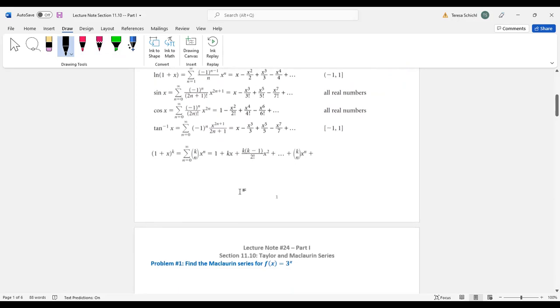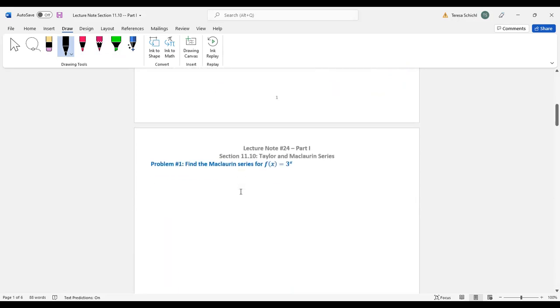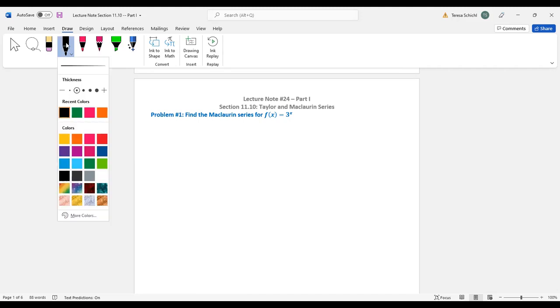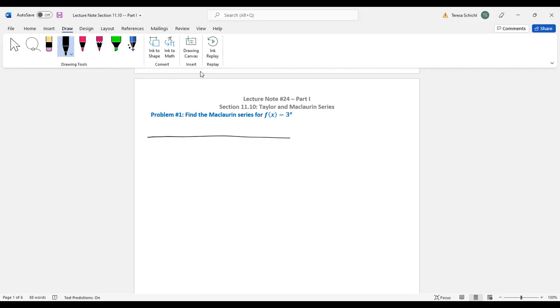Now let's take a look at how to mechanically construct a Maclaurin series or a Taylor series. Here we say, find the Maclaurin series for f of x equals 3 to the x. Typically, I recommend students make a table here.